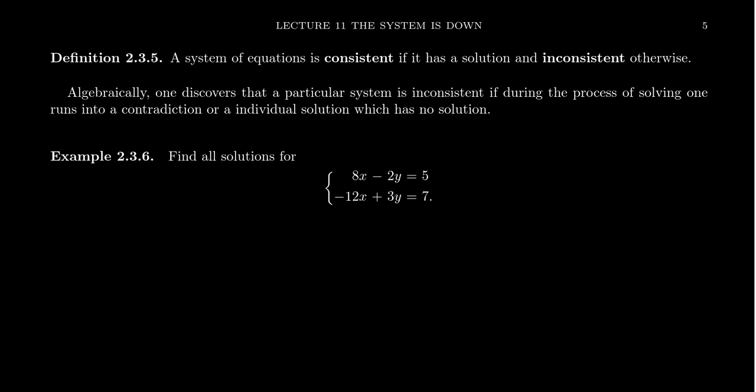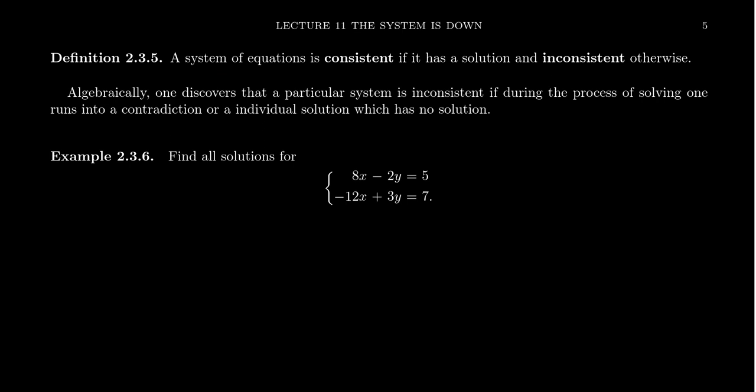We say that a system of equations is consistent if it has a solution. Now, that could be any number of solutions. It could be one solution, it could be two solutions, it could be three solutions, it could be 5,280 solutions, it could be infinitely many solutions. If it has at least one solution, it's called consistent. And conversely, if it has no solution, then it's inconsistent.